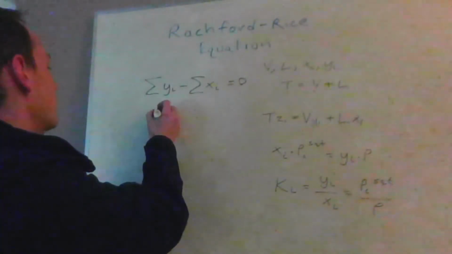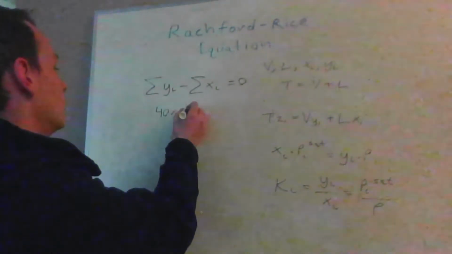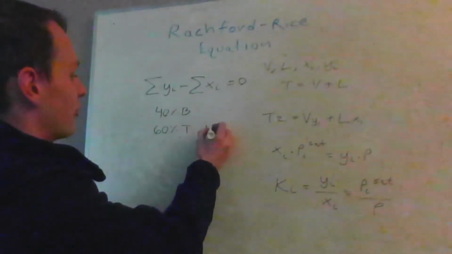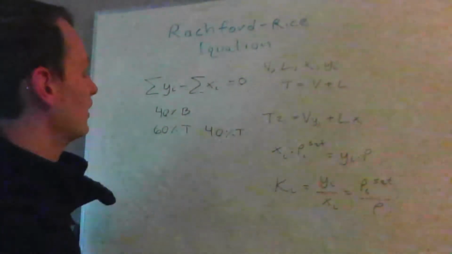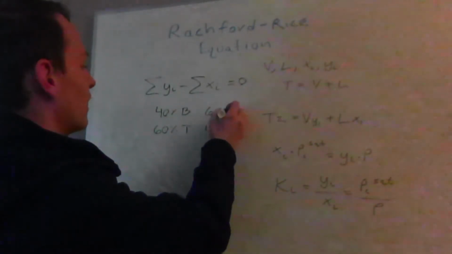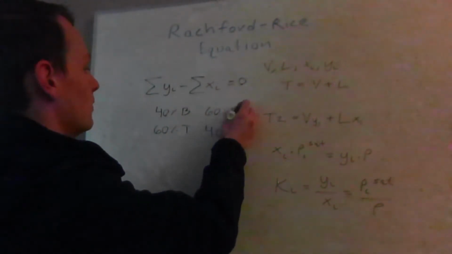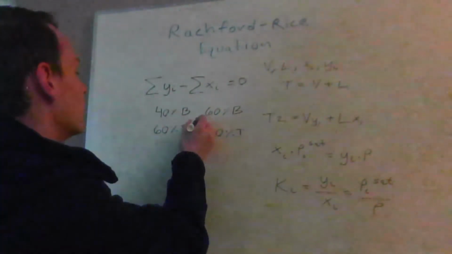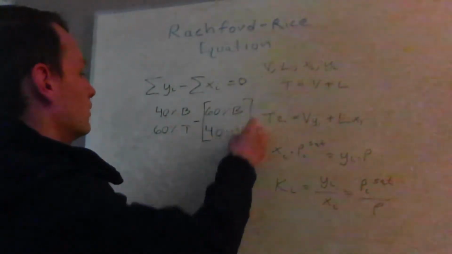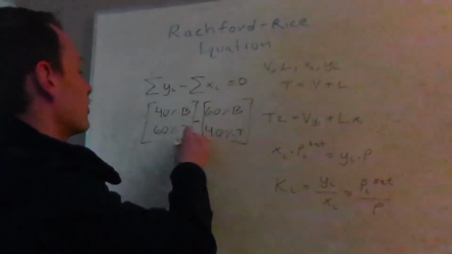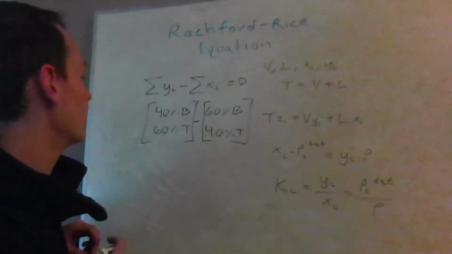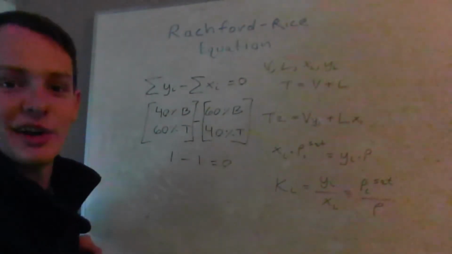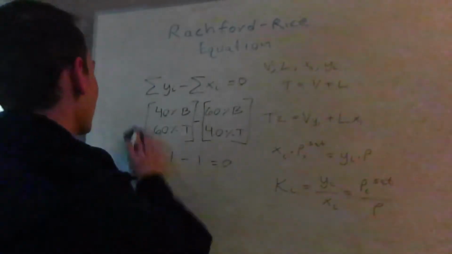Let's think about this real quick. If we had 40% benzene and 60% toluene in our vapor phase, that would mean 40% toluene in our liquid phase and 60% benzene in our liquid phase as well. If we subtract these, and remember these are mole fractions, then this is like saying that 1 minus 1 is equal to 0. So I think this is actually really cool.